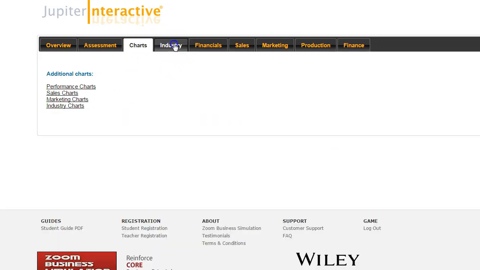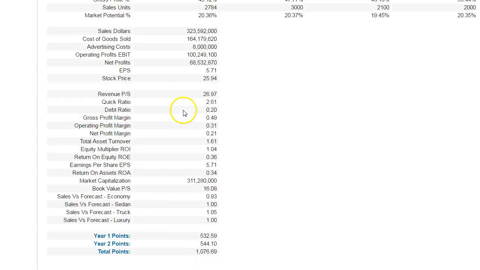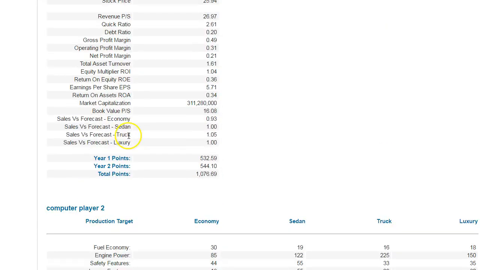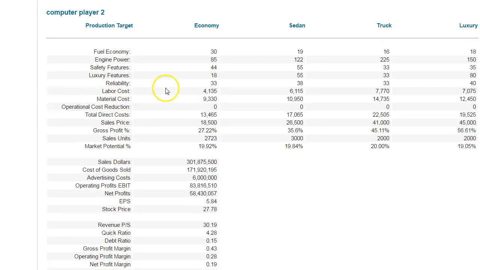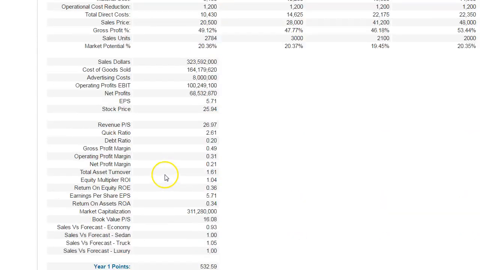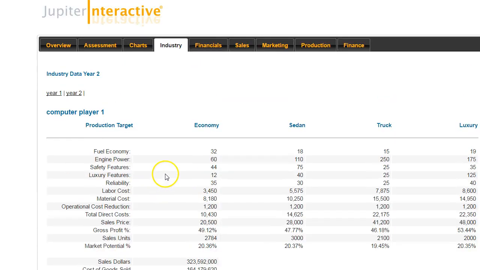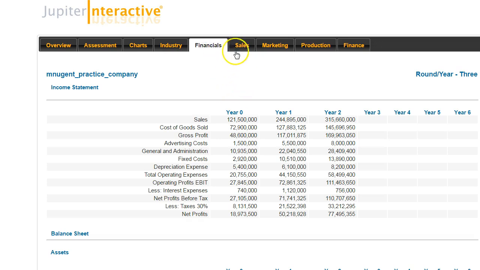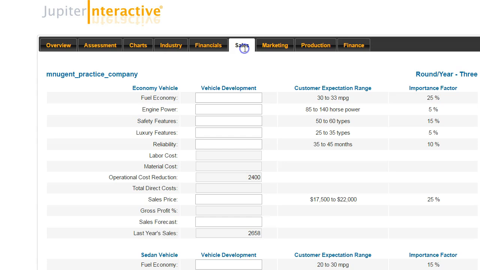I review the charts. I look at the industry. So what did the number 1 company do? I go to the number 1 company and I look at how they put their cars together, what their market potential was, what their financial results were. I do some corporate investigation to see what the number 1 companies have done that's better than what I did, and try to emulate and incorporate some of their strategies into my strategies. Just like Toyota does with Honda and GM does with Ford, and so forth. There are my financials I may want to look over, and I go back to my sales.